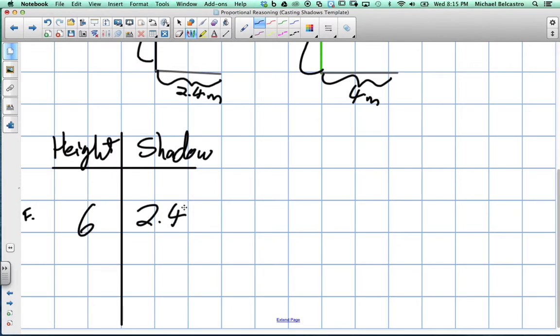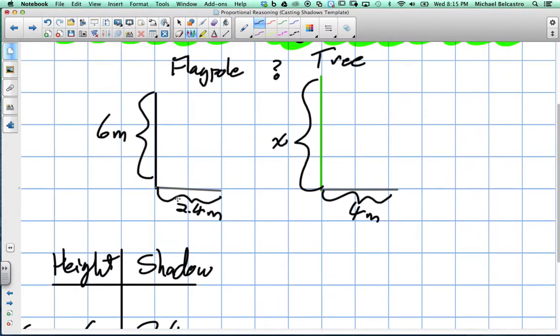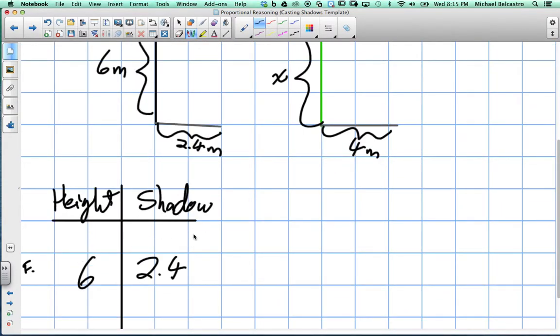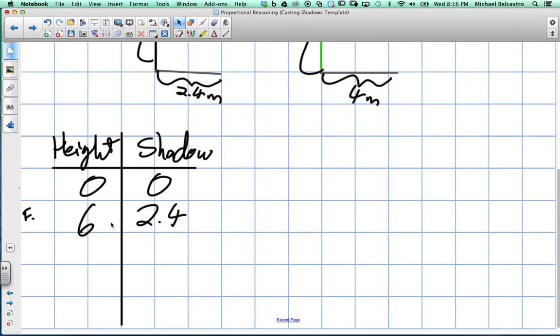Okay, now I want you to think of this type of relationship. If there was no height, would there be any shadow? No, if we don't have anything there, it doesn't cast a shadow. So this is also a coordinate along our table. This is a directly proportional relationship. So make some room here. Let's drag this down a little, just for our purposes here.